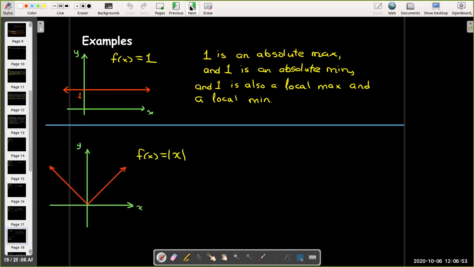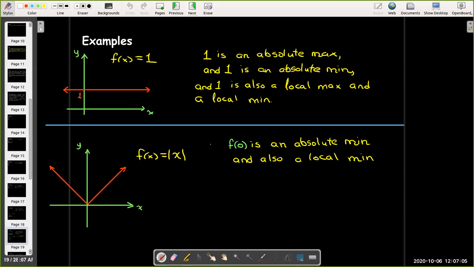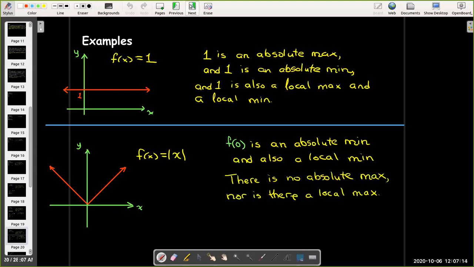Let's take a look at f of x equals the absolute value of x. Now, from looking at this, we can see that we definitely have a low point. So f of 0 is an absolute min, and it's also a local min. There are numbers to the left and to the right of it. But there is no absolute max because the function continues to grow without bound, and there's actually no local max either.